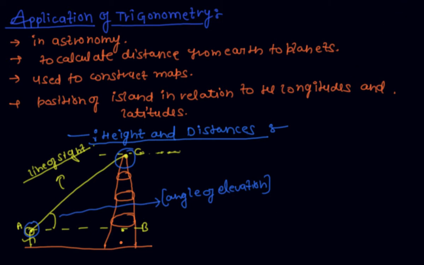Now I again remind all this. The line of sight is a line drawn from the eye of an observer to the point in the object viewed by the observer. And the angle of elevation of the point viewed is the angle formed by line of sight with the horizontal when the point being viewed is above the horizontal level.